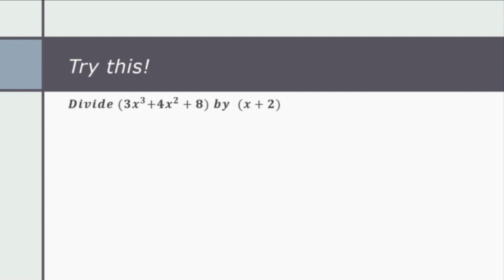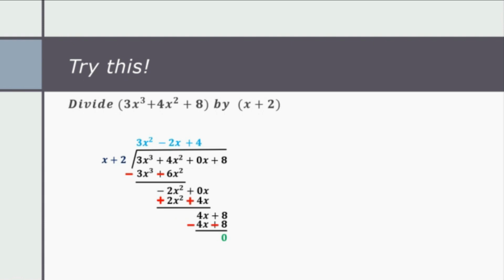Three, two, 1. Time is up. So when we divide 3x raised to 3 plus 4x squared plus 8 by x plus 2, it will give us 3x raised to 2 minus 2x plus 4. In this given, the remainder is equal to 0. So therefore, we don't need to write r of x over d of x. Again, the final answer is 3x raised to 2 minus 2x plus 4.